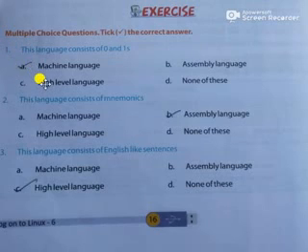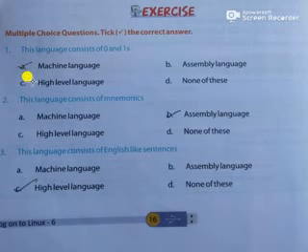The first one is, this language consists of 0 and 1. You need to tell which language consists of 0 and 1. Among the three languages that we have studied, machine language, assembly language and high level language, which one has these two, 0 and 1? That is machine language. So your answer is option 1, machine language.